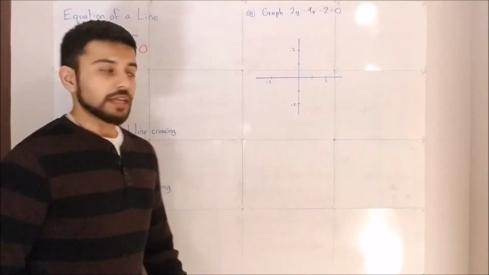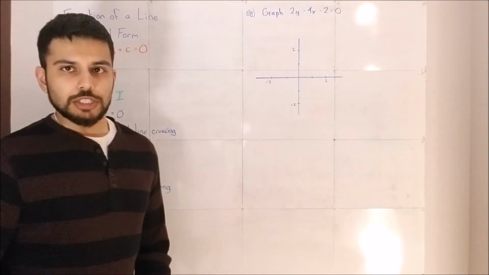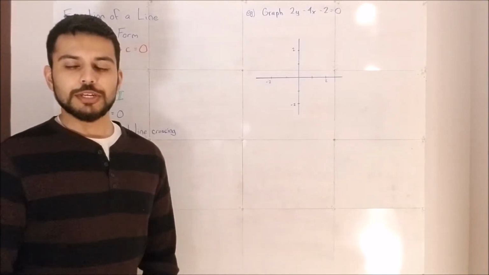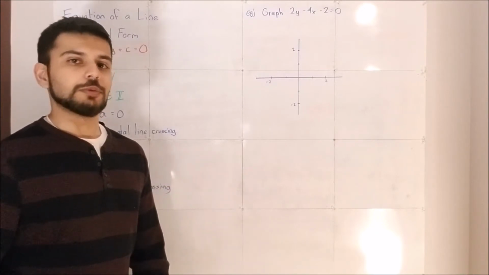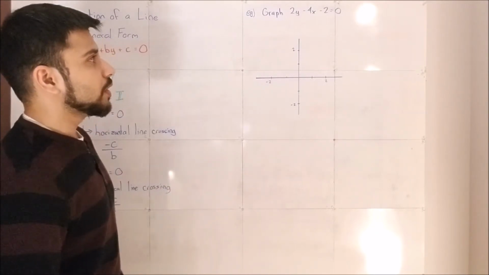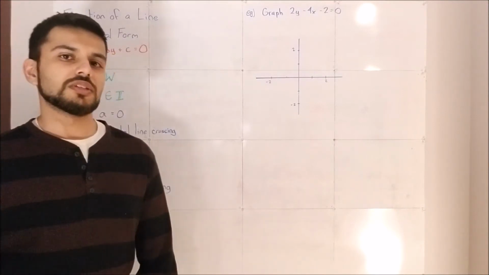So let's start by looking at what examples could look like. I could ask you to graph an equation. At this point, I can throw any type of equation at you, and once you practice this, you should be able to determine what type of graph it is. So the equation I've given you is 2y minus 4x minus 2 is equal to 0.